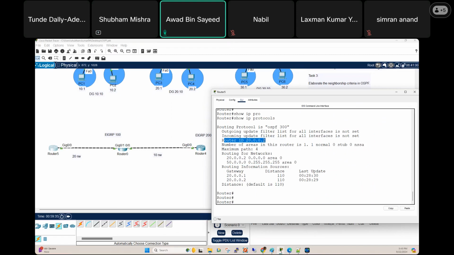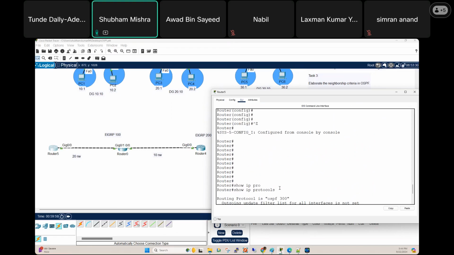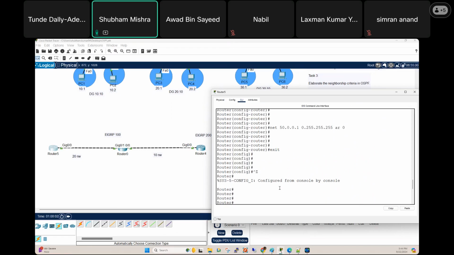20.2. Now you guys will ask, sir, you told us the highest interface IP address will become the router ID, but still 20.2 is there. But what is the highest here? 50.1.0.1, right? Everyone, yes or no? Yes. But why is this one not the router ID? Anyone? Tell me, guys.